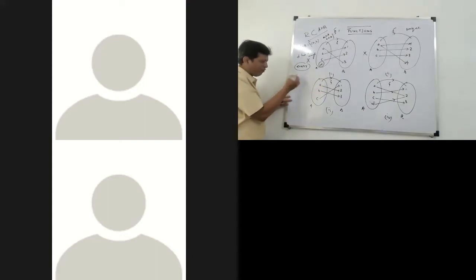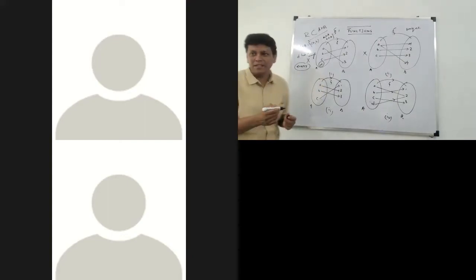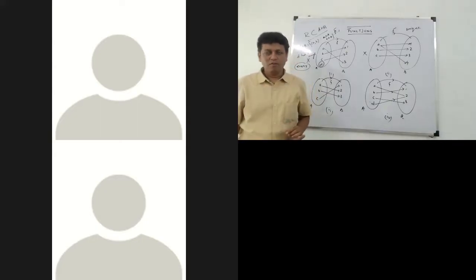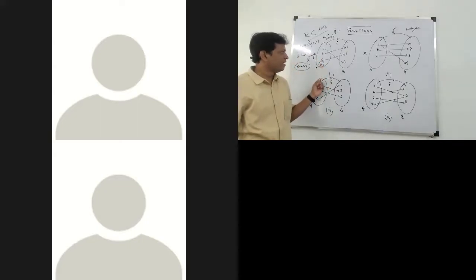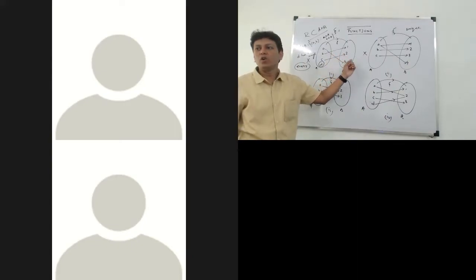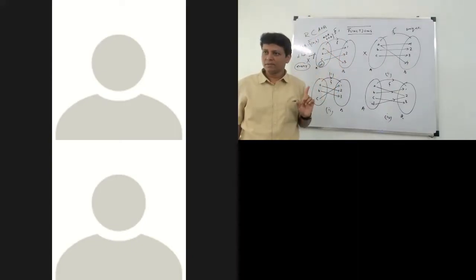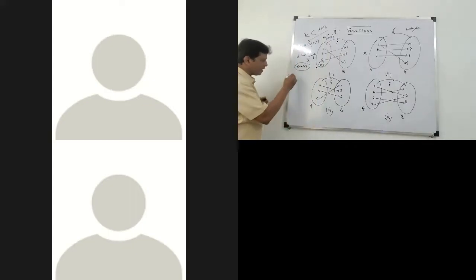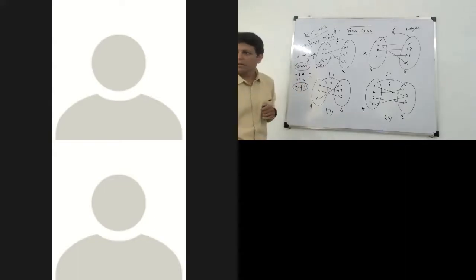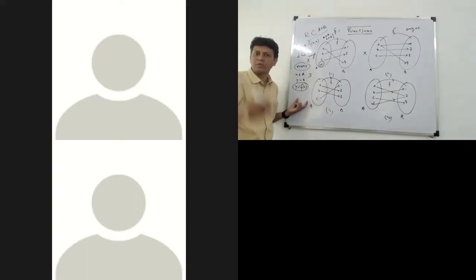So I can write the definition of a function. For each element x in A, there must be a unique element y in B. So for each element x in A, there exists, this symbol means 'there exists', a unique element y in B such that we write y is a function of x. We write this as a function or transformation.